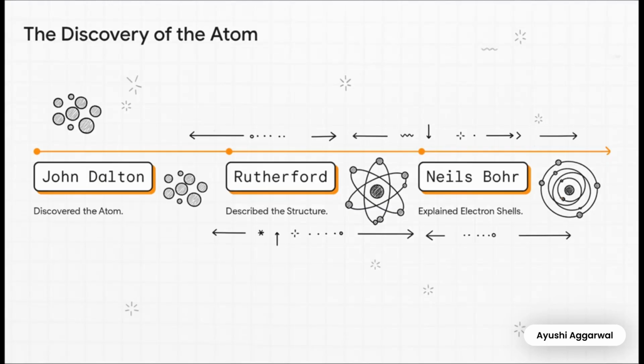You know, we didn't always know about atoms. It was actually a huge scientific mystery. Think of it like a detective story. Our first detective was John Dalton. He's the guy who basically said, hey, I think these things exist. Then came Rutherford, who gave us a peek at the basic structure. And finally, Niels Bohr cracked the case of the electrons. It was this amazing puzzle that scientists solved piece by piece over many years.